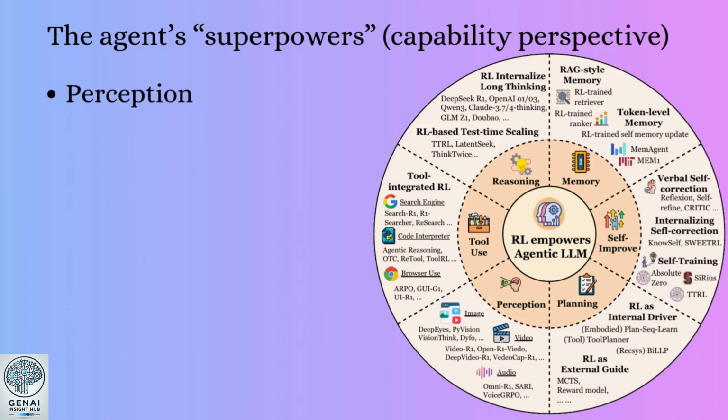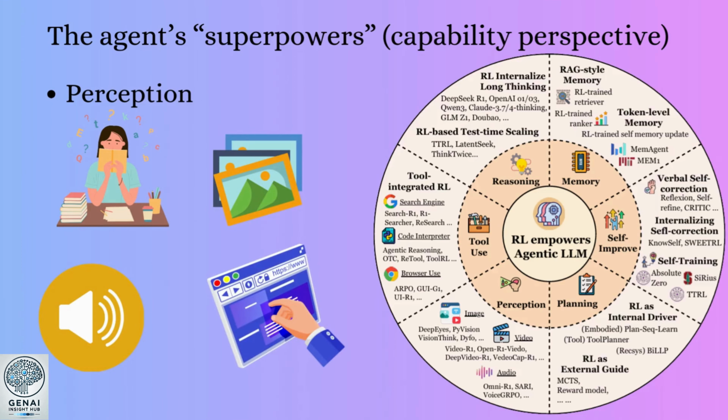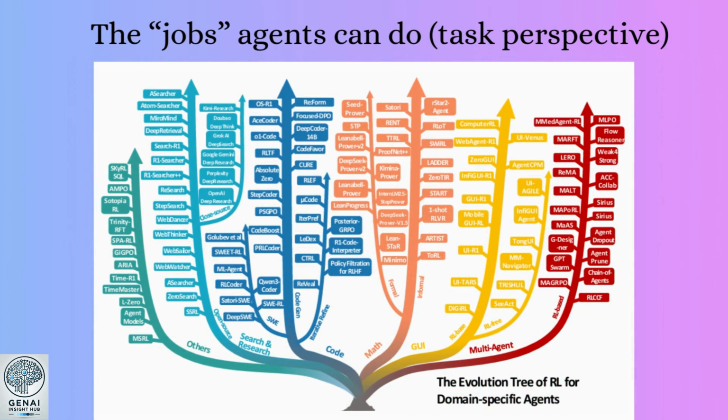Perception, understanding text, images, maybe audio or the GUI screen, so the agent perceives the world it's acting in. The survey treats it as a core module the agent can improve with RL. The jobs agents can do, task perspective. The survey then flips the view. Instead of skills, it looks at task families where Agentic RL shows up: search and research, code, math, GUI navigation, vision, embodied robots, and multi-agent teamwork.